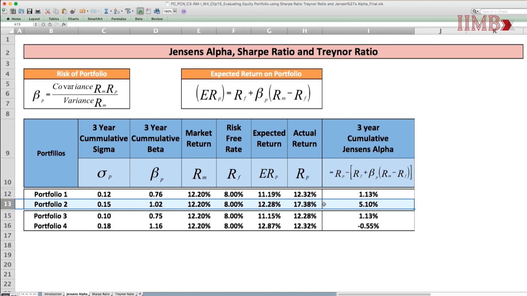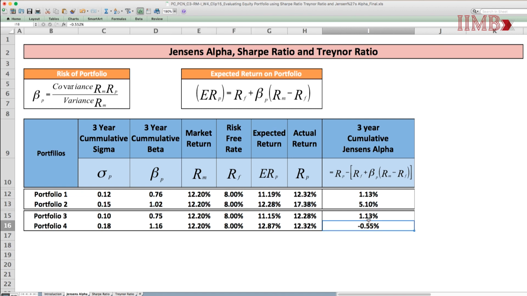The real challenge is, how do you choose between portfolio 3 and portfolio 1? Both give a Jensen's alpha of 1.13. In other words, the actual return on portfolio 1 is 12.32, portfolio 3 is 12.28, and it's consistent with the difference in the expected return, 11.19 and 11.15. So you've got a problem here. Which one do you choose?